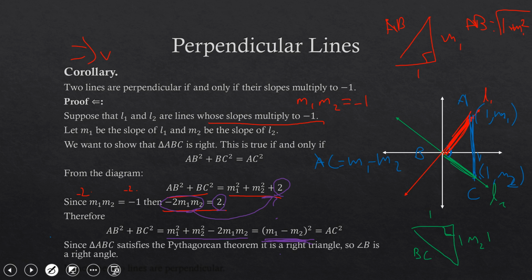And so it satisfies the Pythagorean theorem. And so it's a right triangle, so angle B is our right angle. And the two lines are perpendicular.